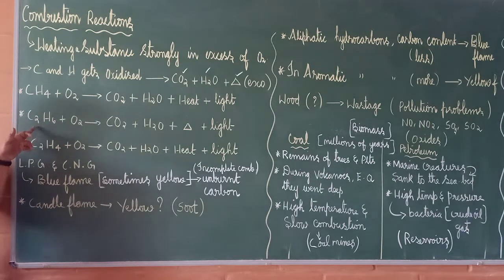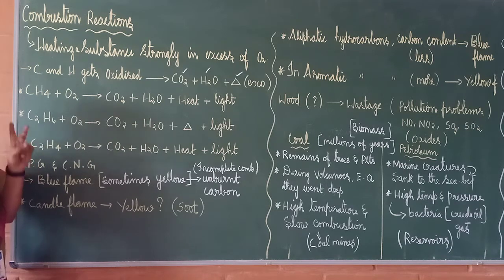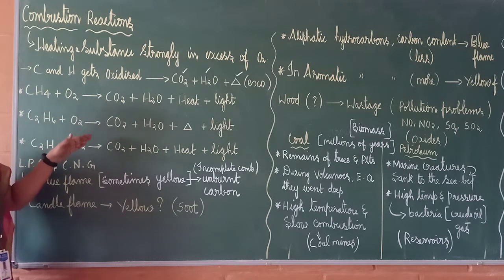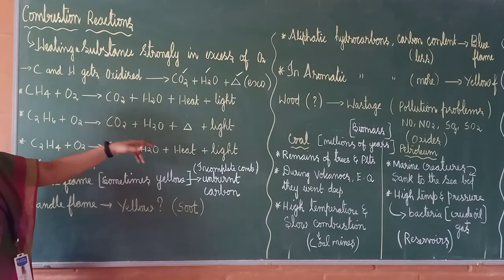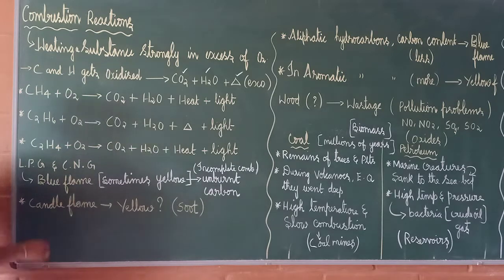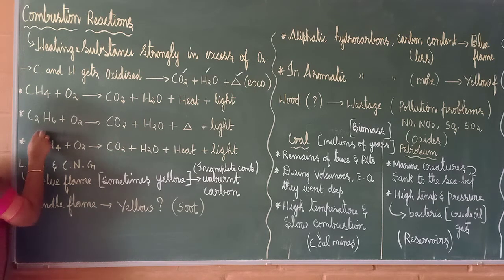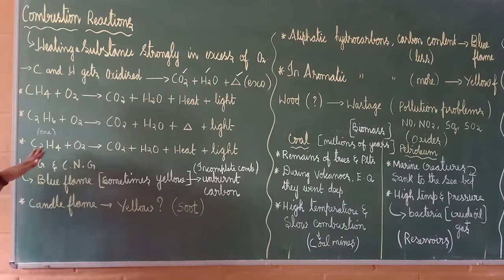Same way here, C2H6 plus oxygen. What is C2H6? 2 carbon. Methane, ethane. Same way, it will combust and after combustion you will be getting carbon dioxide plus water plus heat and light. What is the C2H4? Just now we studied, no? C2H4 is which family? Alkene. Which alkene? Find it out. Plus oxygen, you will get the same way.